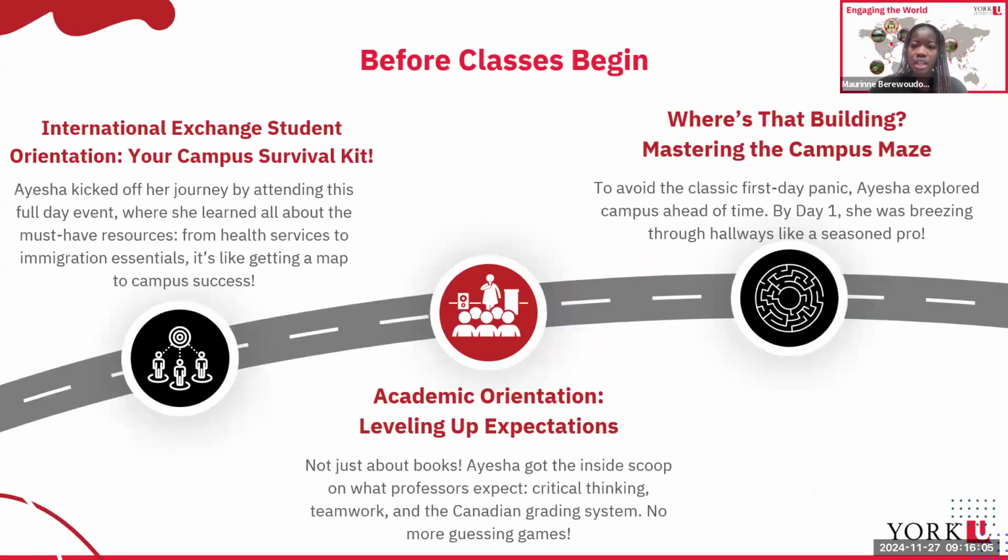Before classes officially began, Aisha took some smart steps to set herself up for success. Let's go through what she did to get herself ready for university life at York. First up was International and Exchange Student Orientation, which served as her campus survival kit. This is a full-day event that provided essential information about resources on campus, including immigration support, vital for any international student. From health services to understanding her visa requirements, Aisha felt like she had the map to navigate her new environment with confidence.